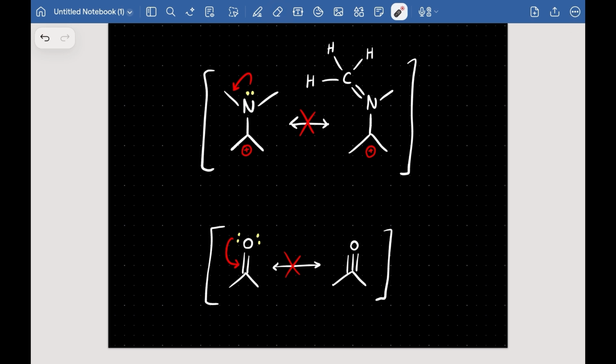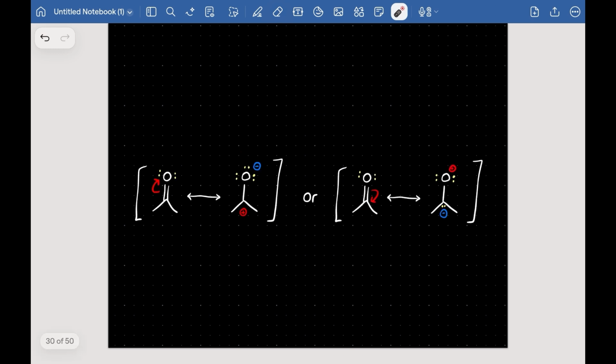It violates the octet rule completely, and the carbon atom will end up with 5 bonds. So we cannot push the arrows that way. And there is no way to turn a lone pair into a pi bond in this example. Don't do that.